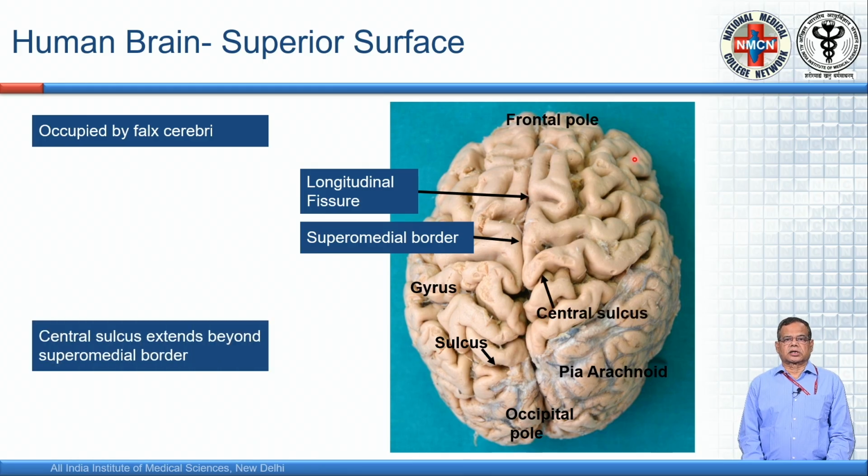The central sulcus is more or less in a central position. It runs obliquely on the lateral surface. The central sulcus indents the supromedial border. In front of the central sulcus, this elevated area is the precentral gyrus, and one big sulcus is visible. This is the superior frontal sulcus.